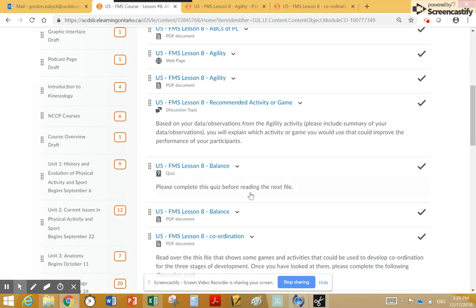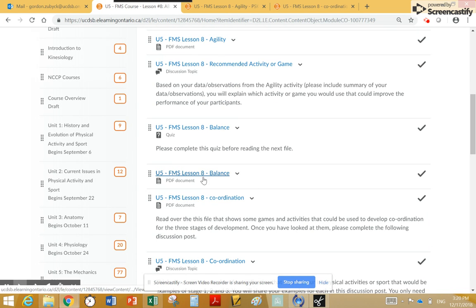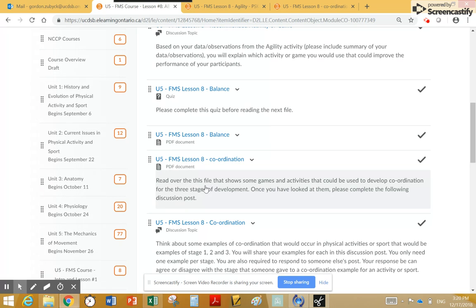Once that's done, you can take a look at this section on balance. Again, there's a balance quiz you can complete before, and some more information on balance right here as well in the PDF. And then the final piece is on coordination.